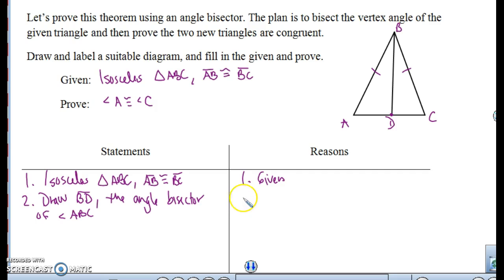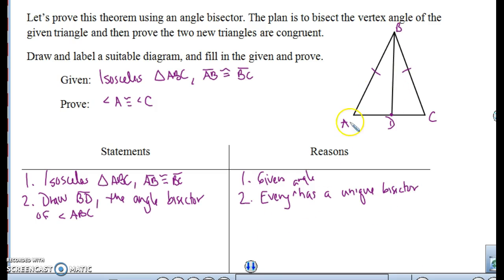Now, why can I draw an angle bisector? Well, every angle has only one bisector, or a unique bisector. So there's only one bisector of every angle. So every angle has a unique bisector. There's only one way you can bisect that angle.